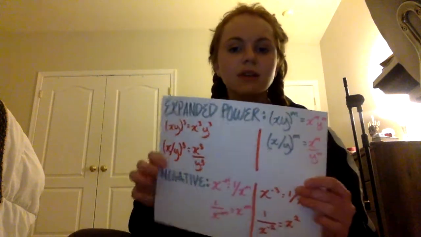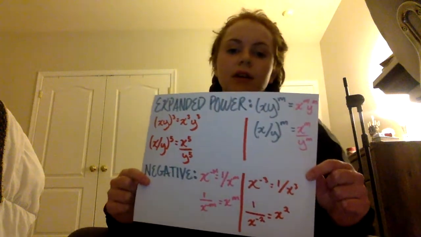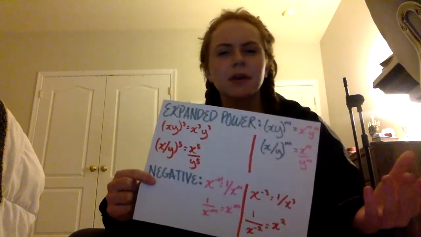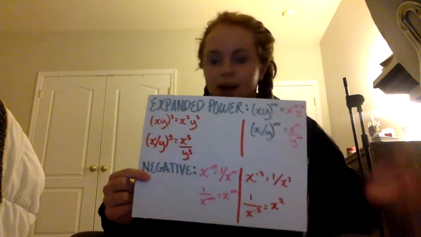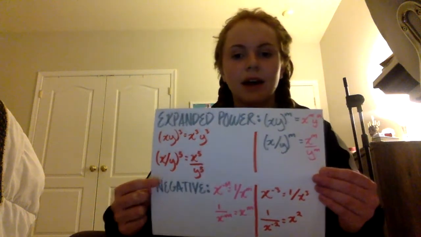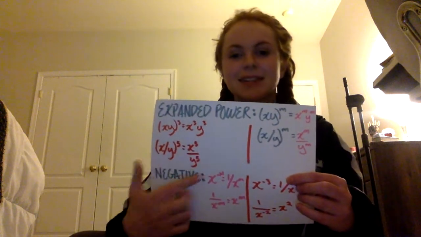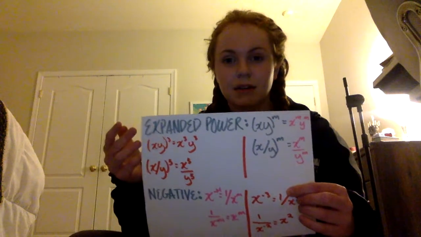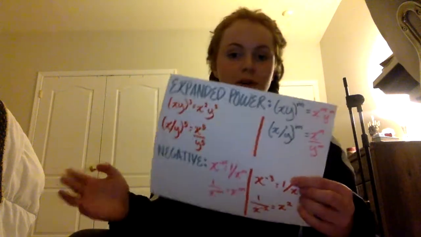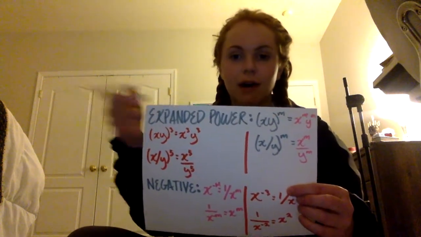So finally, we have the negative rule, which is less of a rule, I guess it is. It's more of what to do when you're faced with a negative. So here I have x to the negative m. So pretty much you're just going to flip it. If you have x to a negative exponent, you're going to put that under the denominator.